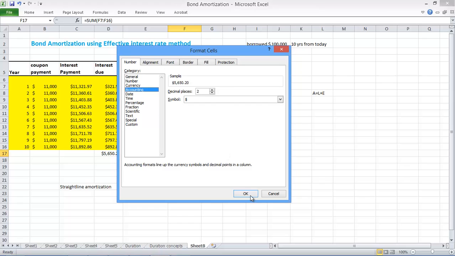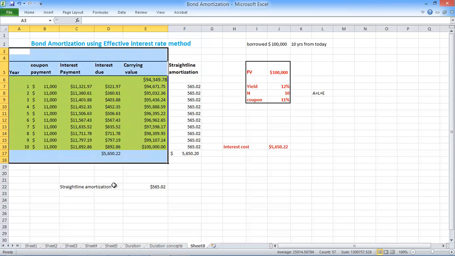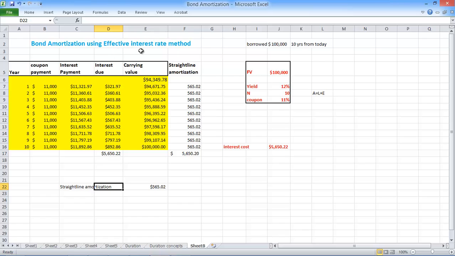So they're both equal. So this is using the straight line method, and this whole thing is using the effective interest rate method.